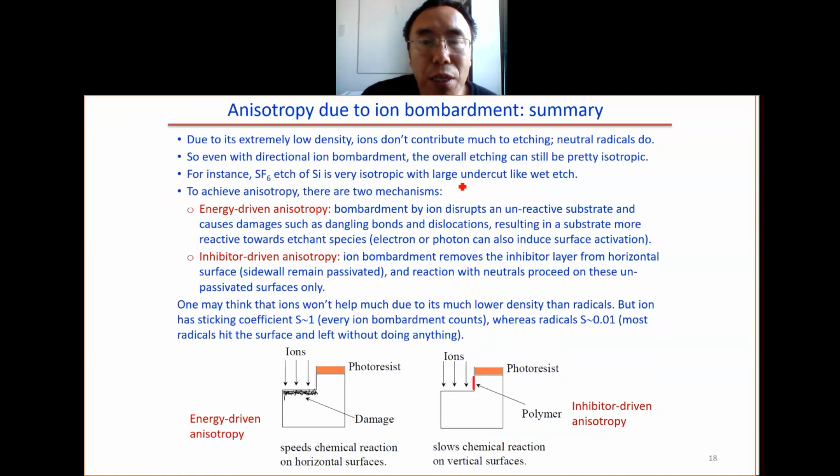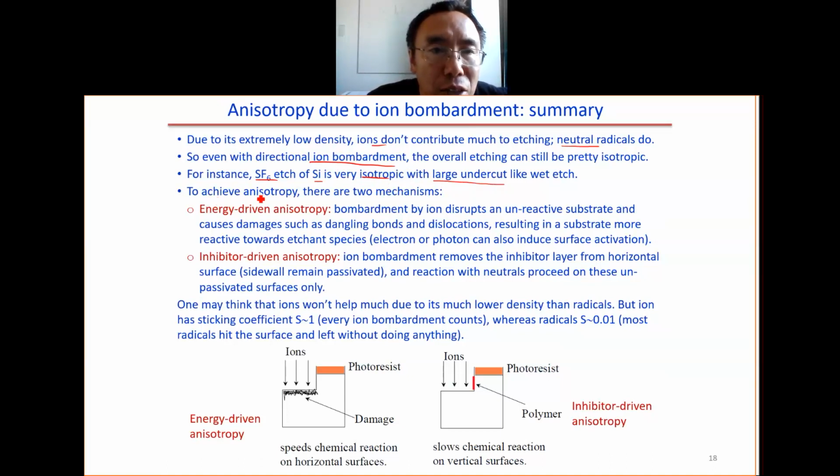So here is the summary of the etching mechanism. This is very important, so I want to say it again here. Because of the very low density, the ions themselves do not contribute much to the etching. The free radicals, the neutrals, are important. So even with directional ion bombardment, the overall etching can still be pretty isotropic. For instance, SF6 etching of silicon is very isotropic, even with ion bombardment, so we have isotropic etching with large undercut.